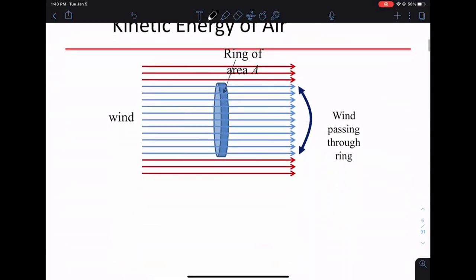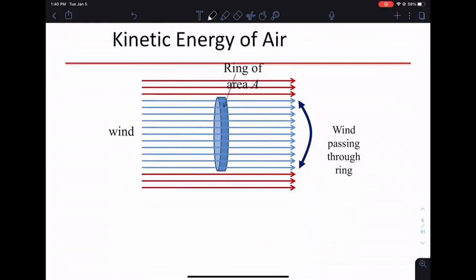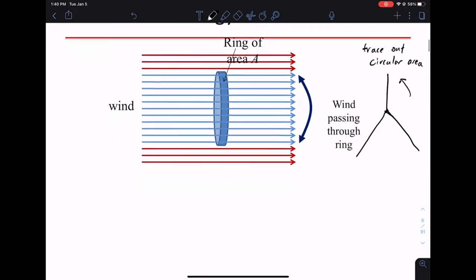To go to wind, you can think of a wind turbine as a region that the wind is passing through. This region is traced out by the turbine. The turbine blades turn and trace out a circular area. So the amount of kinetic energy we capture is the amount of kinetic energy inside this circle, a circle of area A, where the wind turbines are spinning. We capture some of the kinetic energy inside this area. Again, the equation is kinetic energy is half m v squared.